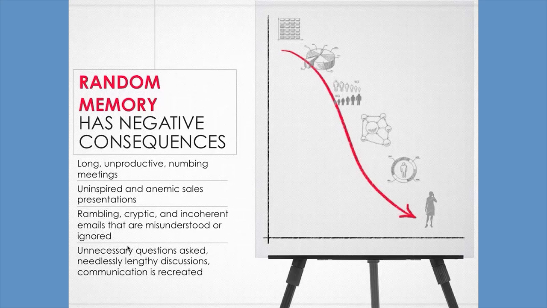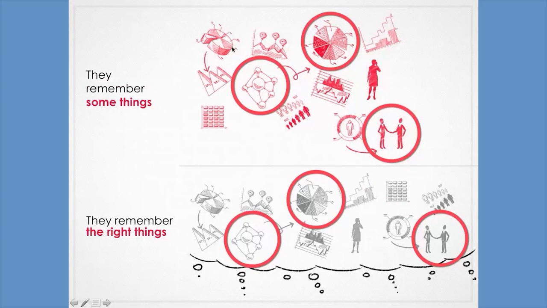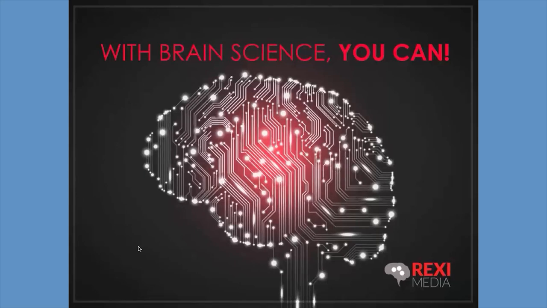So this is why I would like to propose that we're not so concerned about how much our audiences are forgetting from our content, but rather, can we move them from remembering some things to remembering the right things? And the answer to that is based on neuroscientific principles.